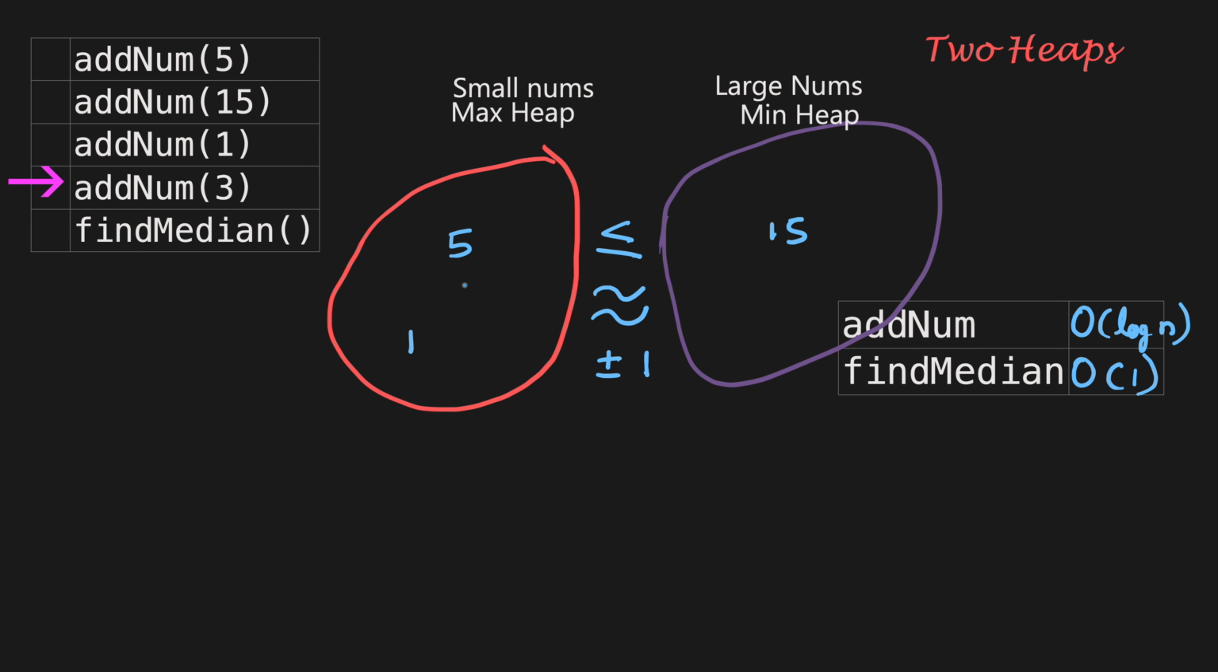And finally, let's add 3 to small nums. And again, we move the root 5 of small nums to large nums. Now, 5 becomes the root of large nums. And this time, heap sizes are equal, so no need to rebalance. And next, when findMedian is called, the median will be the average of the roots of small nums and large nums, as the heaps are of equal size. So, the median will be equal to (3 + 5) / 2 = 4.